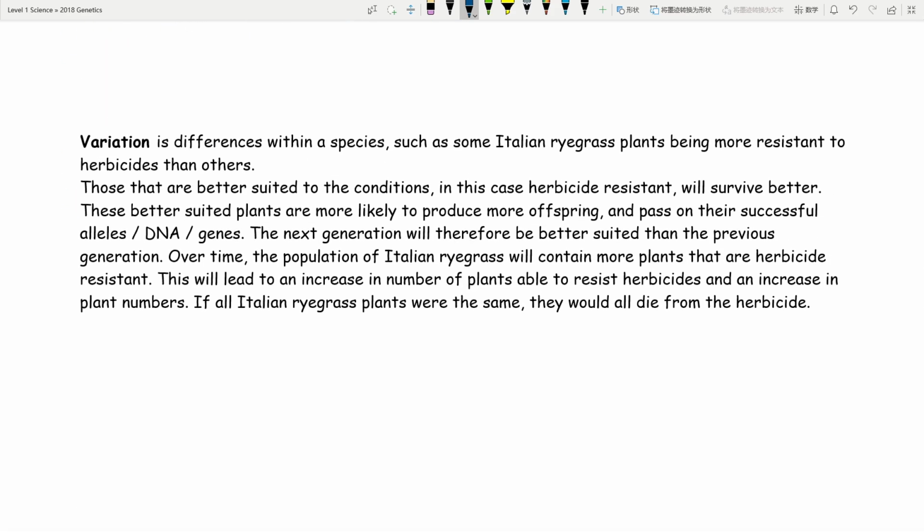So let's have a look. Variation is difference between species, within the species, between populations of the same species. In this case, some are more resistant to herbicides. If they're better suited to the condition, they'll survive better, pass on the genes, live longer, and the next generation live longer. Overall more plants will become resistant, and then there's an increase in plant numbers. If they're all the same, then they all die. That's the same sort of question every single year.